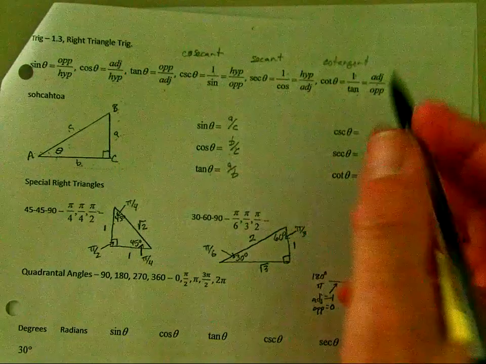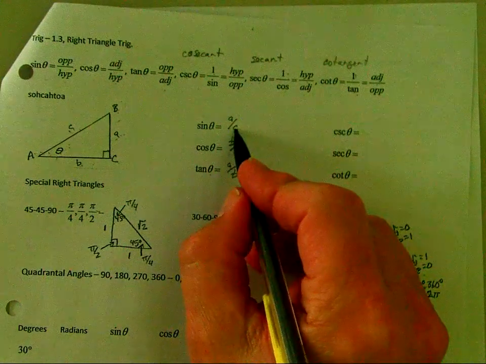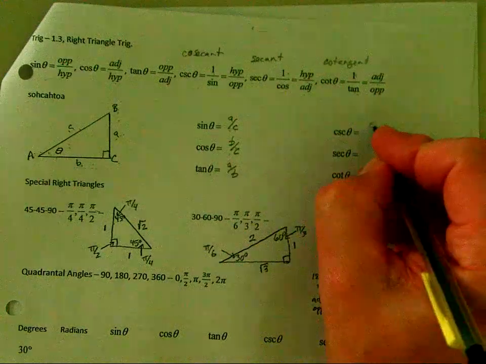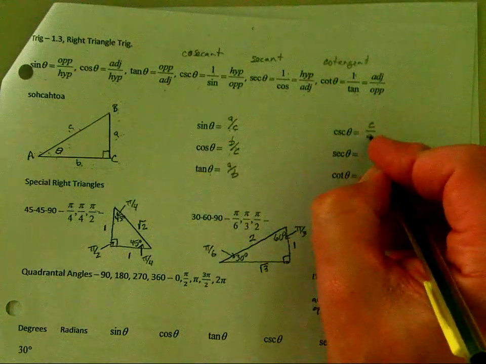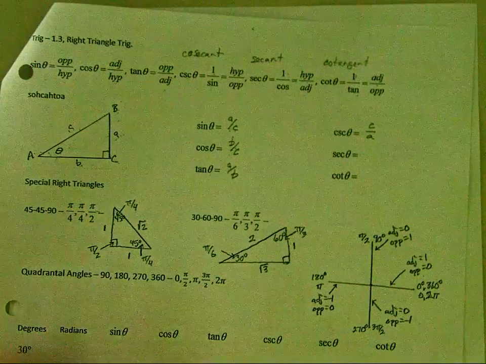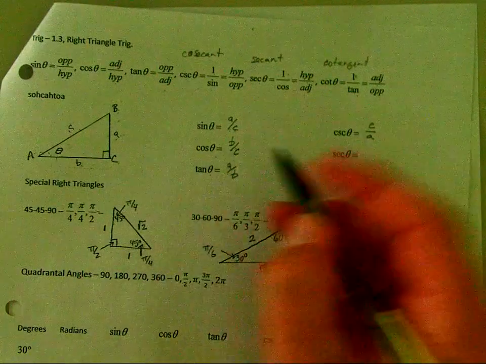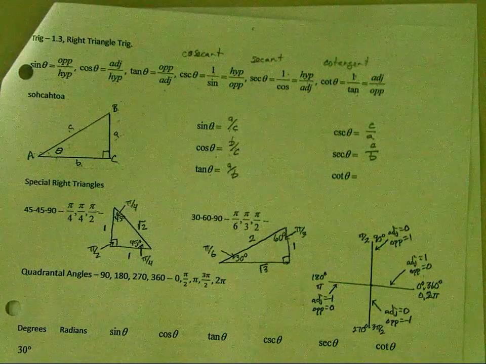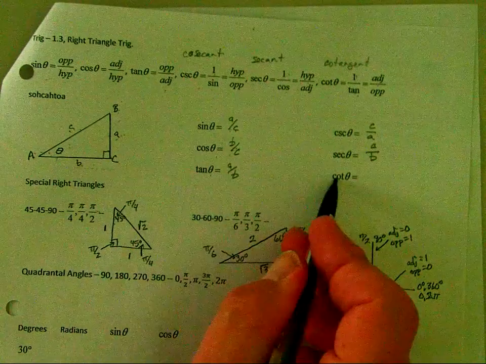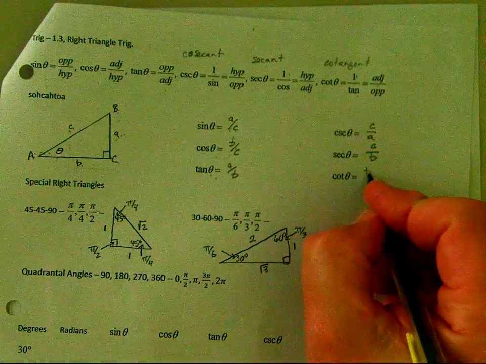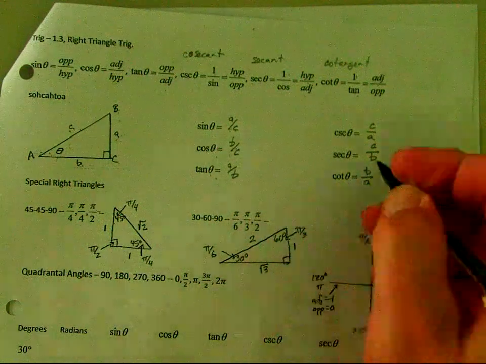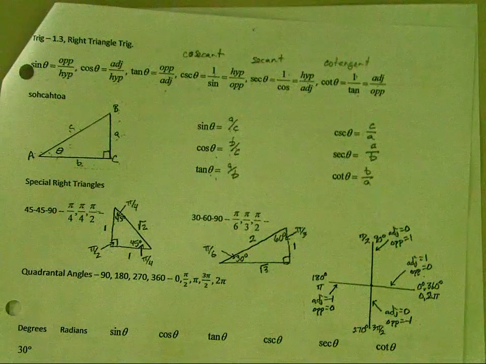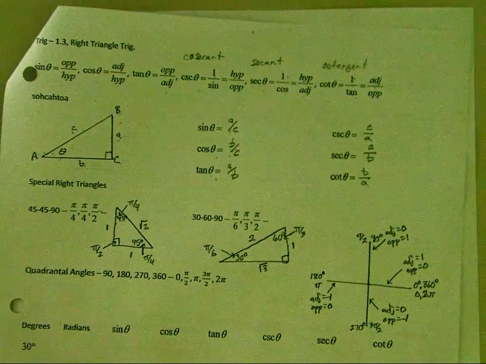Now the reciprocal ones, you can just flip those over. Cosecant is the reciprocal of sine, so it's hypotenuse over opposite. Secant is the reciprocal of cosine, so it's hypotenuse over adjacent. And cotangent is the reciprocal of tangent, so it's adjacent over opposite. So that's the trig functions. And you've had that before. Hopefully you remember a lot about that.